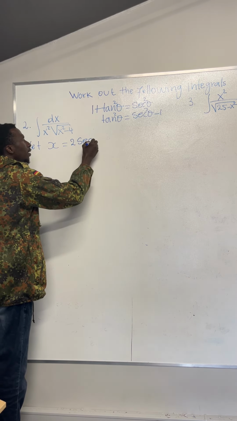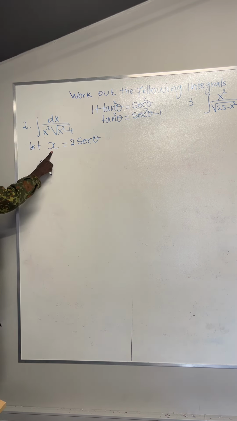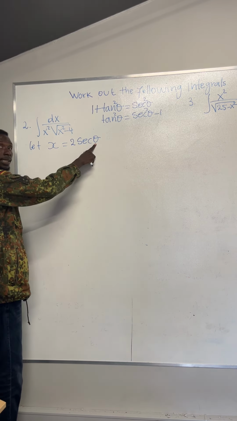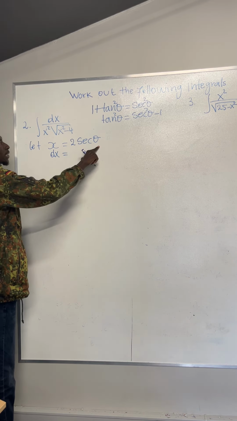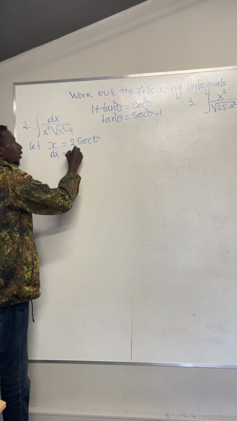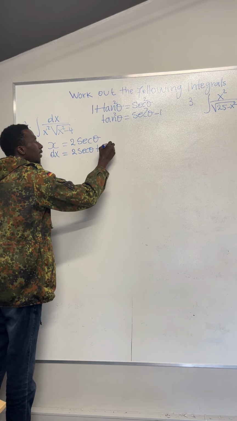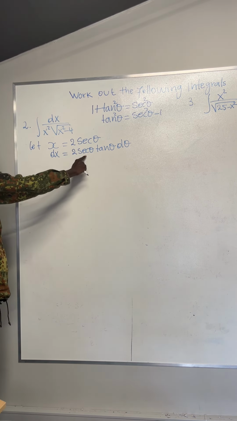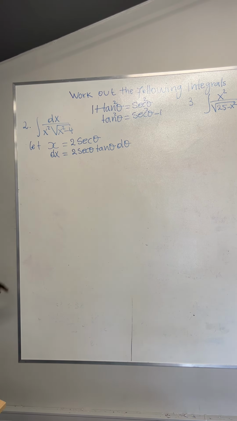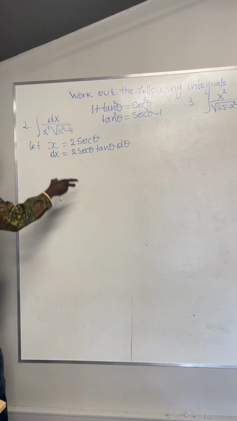So we're gonna have x equals 2 sec theta. And then now we will take the derivative of both sides with respect to each variable. This is x and that one is theta. So we're gonna have dx, and the derivative of this one is 2 sec theta tan theta d theta. That's the derivative of sec. So now we have dx is 2 sec theta tan theta d theta.